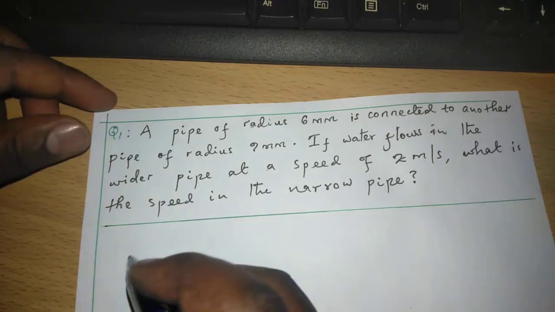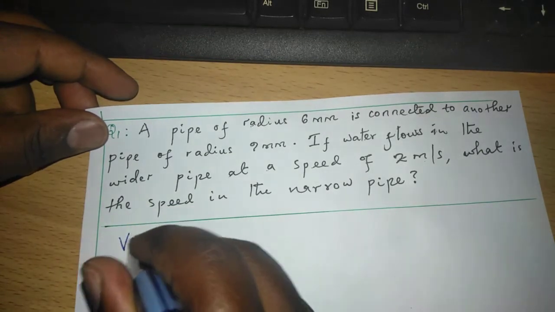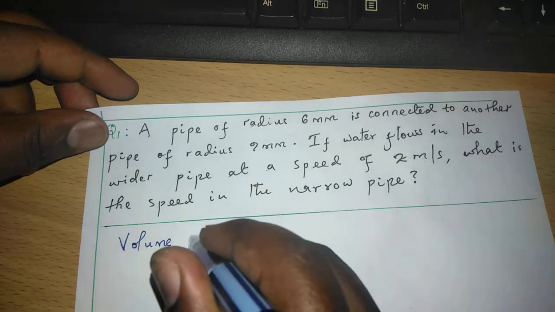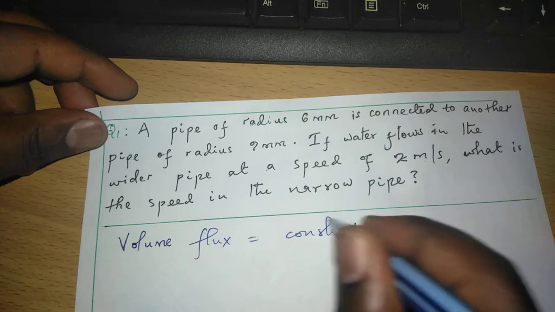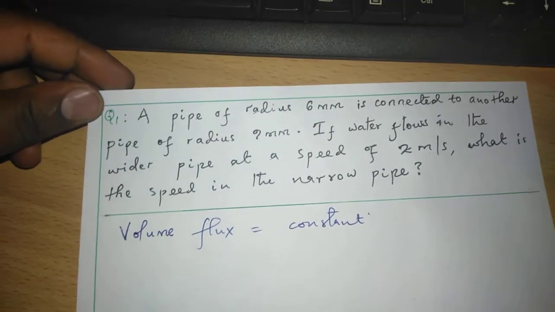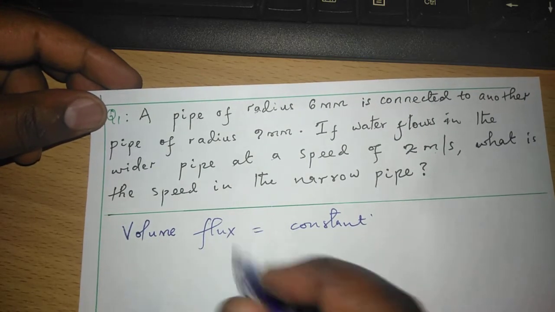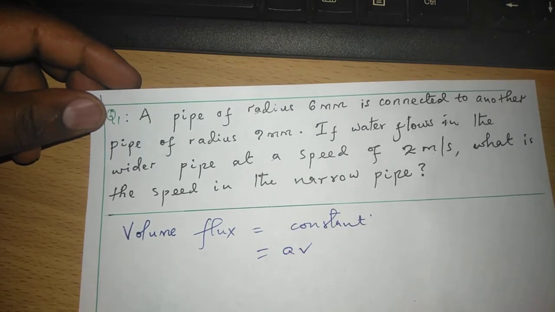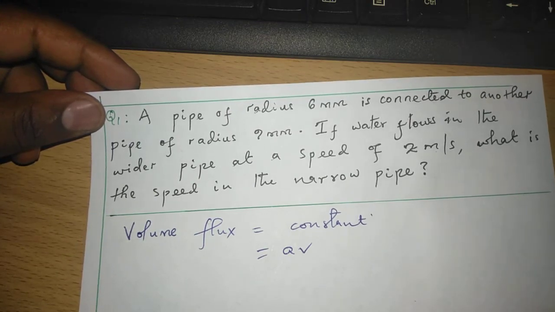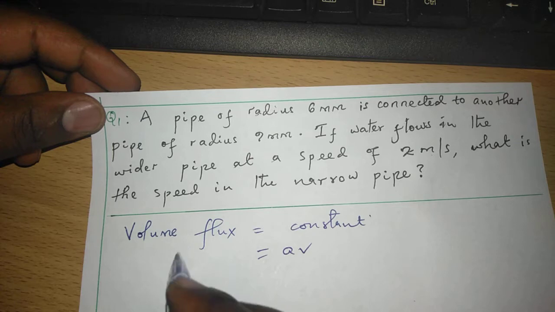As long as the flow is continuous, then we usually say that volume flux is uniform, or volume flux is constant. So we usually say that volume flux is given by area times velocity. So we're going to equate the volume flux in the narrower to the volume flux in the wider side of the pipe.